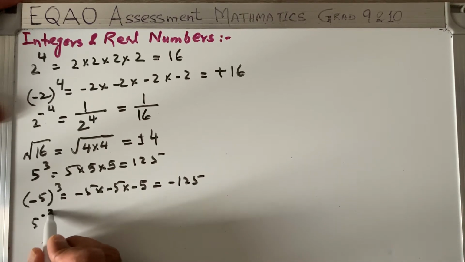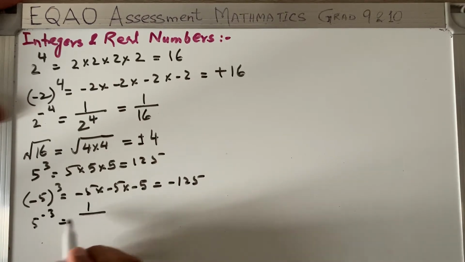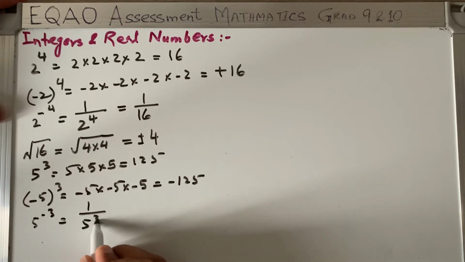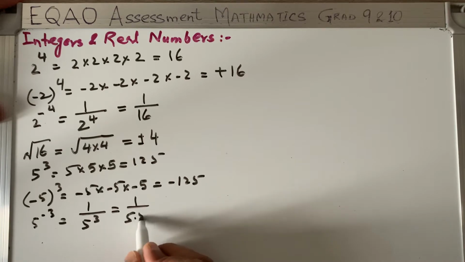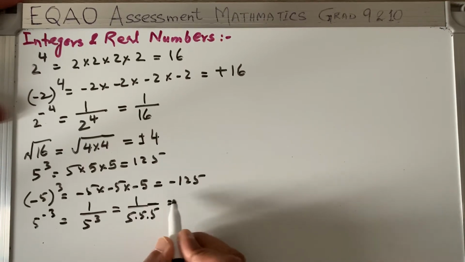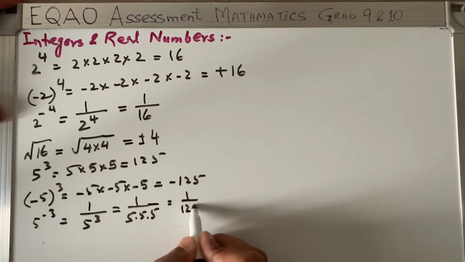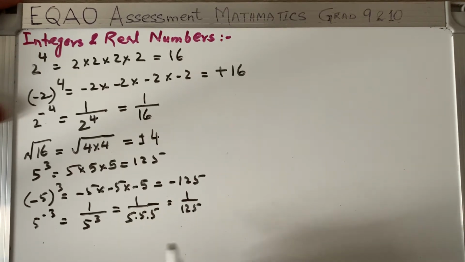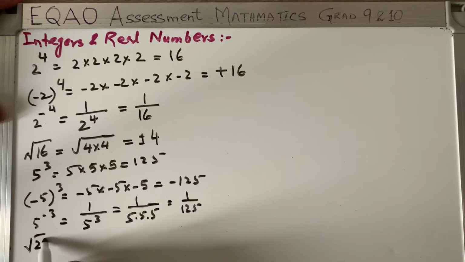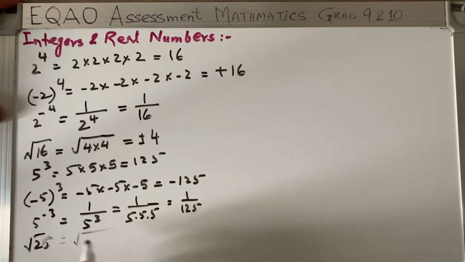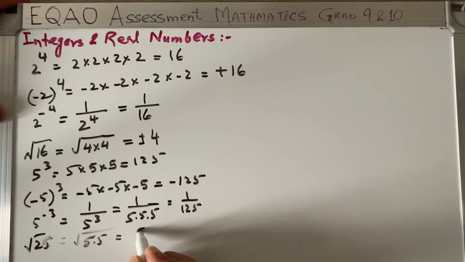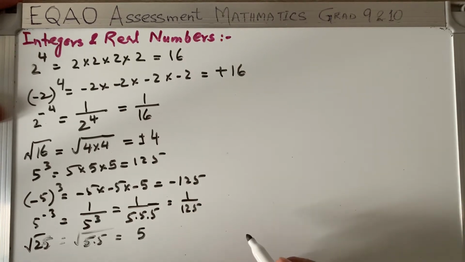5 to the power minus 3. Again, a negative power can be made positive if we bring it into the denominator, and I did so. So now 5 times 5 times 5, which is 1 over 125, right? So a question can come under root 25, which is easy for all of you guys, which is under root 5 times 5. Pair it up, so you got 5, right?